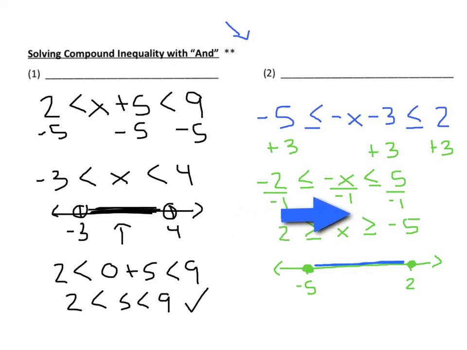And when I reverse each symbol, my solution becomes x is greater than or equal to negative 5, and it's also less than or equal to 2. So it's kind of written backwards, and it's okay if you write negative 5 first here, and then x, and then 2. But make sure, again, your symbols reverse. In graphing, since x has to be greater than or equal to negative 5 and less than or equal to 2, my solution set is the set of points in between those two numbers.